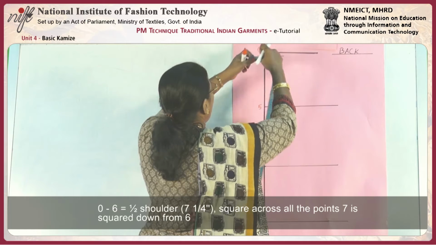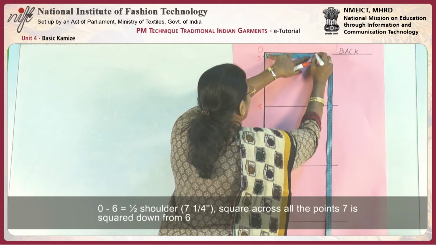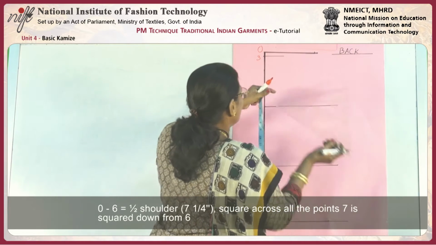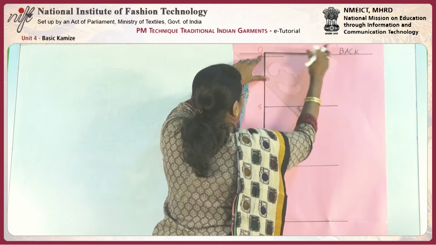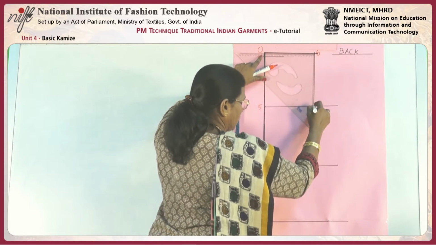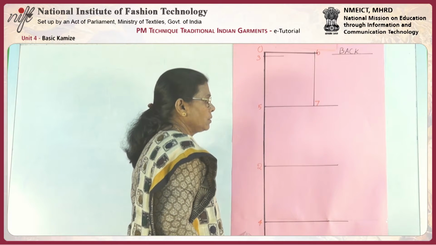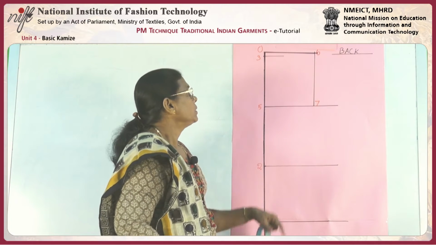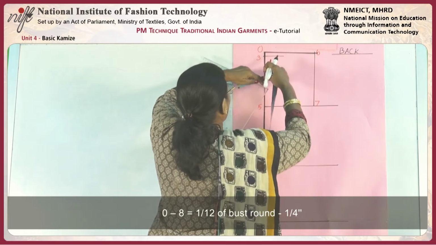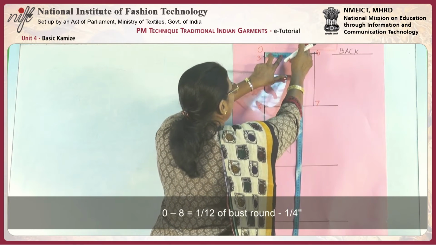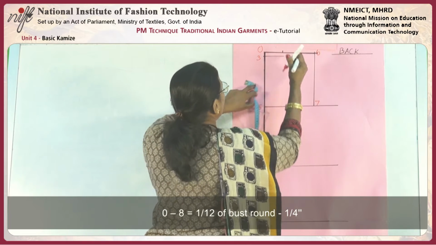0 to 6 is off shoulder. 14.5 by 2 is 7 1/4, and 6 is square down to 7. 0 to 8 is neck width, that is bust by 12 minus quarter inch, so it will be 2.5 inch. Mark 8.